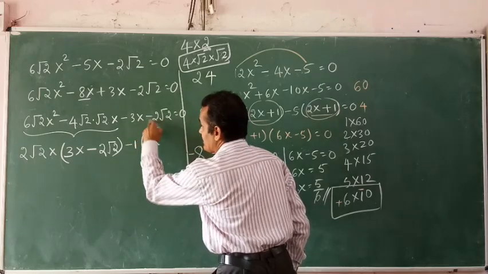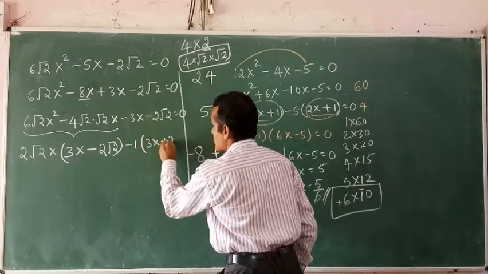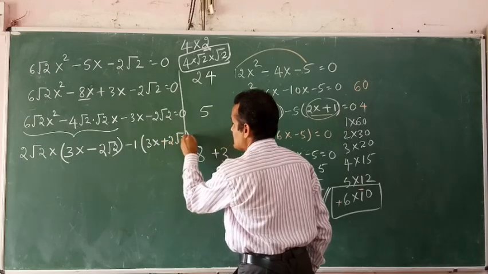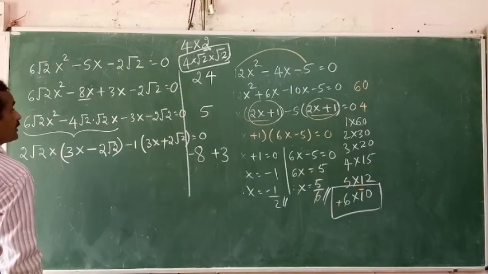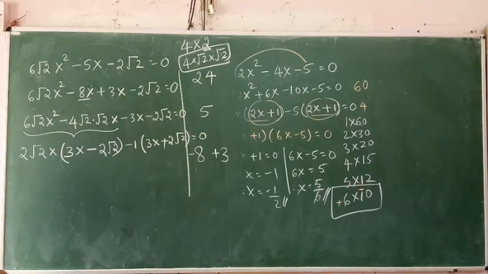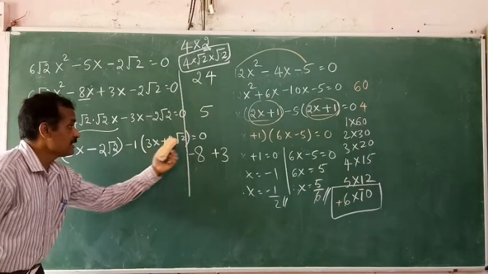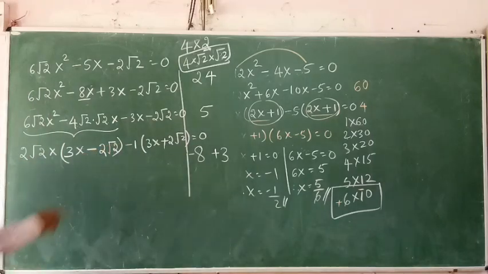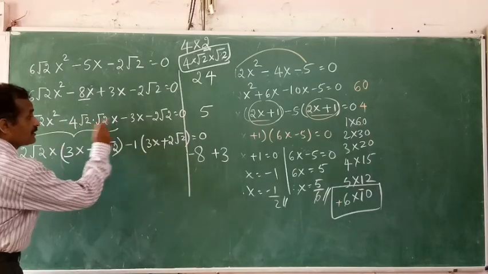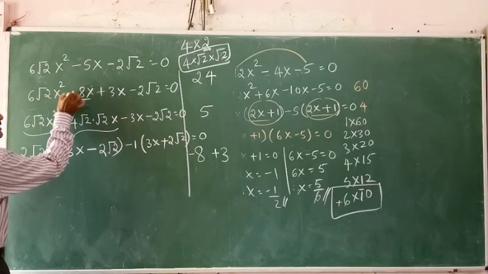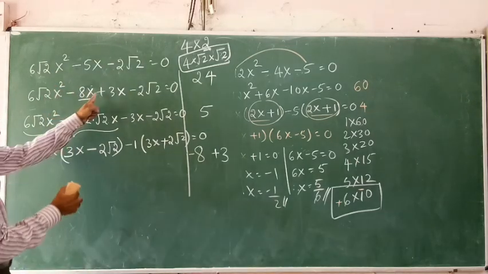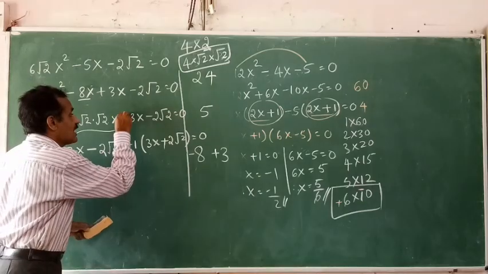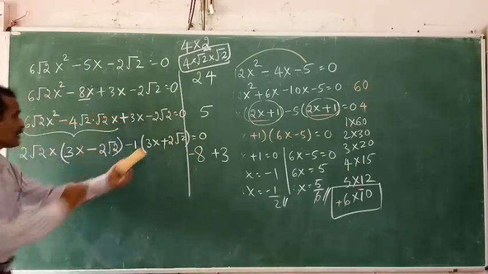3x. This sign will change, plus 2 root 2 is equal to 0. See, check inside the bracket. Somewhere I have done the mistake. Sign is different. That means I have done the mistake here. Because when the last sign is negative, the middle term is negative, the terms are plus, and by mistake I have written here minus. So I will come over here.